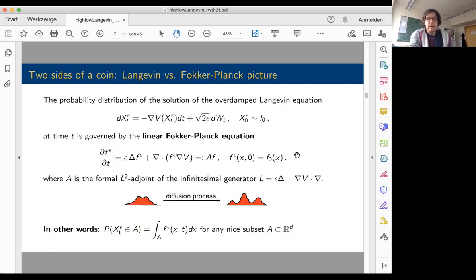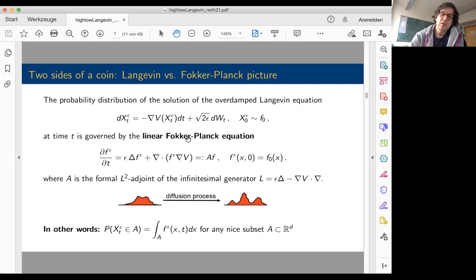Okay. So in this talk, I will use two points of view to characterize this Markov chain Monte Carlo method. And the first one, I explain it again for this overdamped Langevin equation. The first characterization is in terms of the stochastic differential equation. So I will directly look at the stochastic process that is governed by this stochastic differential equation, and I assume that my initial conditions are drawn from some distribution.